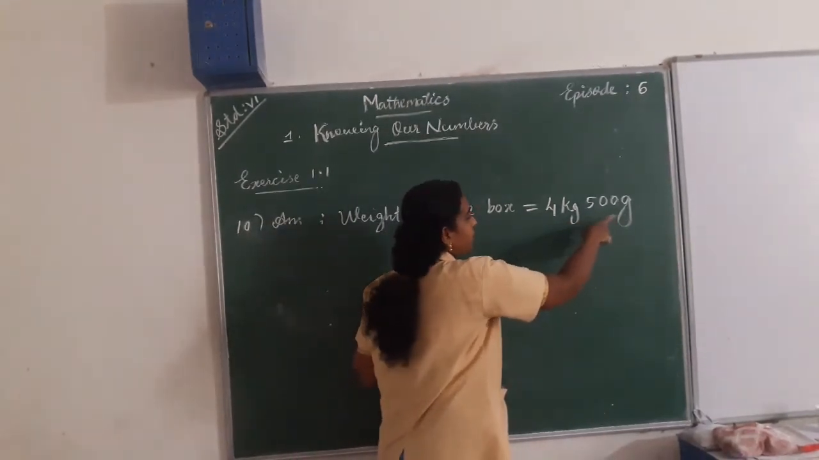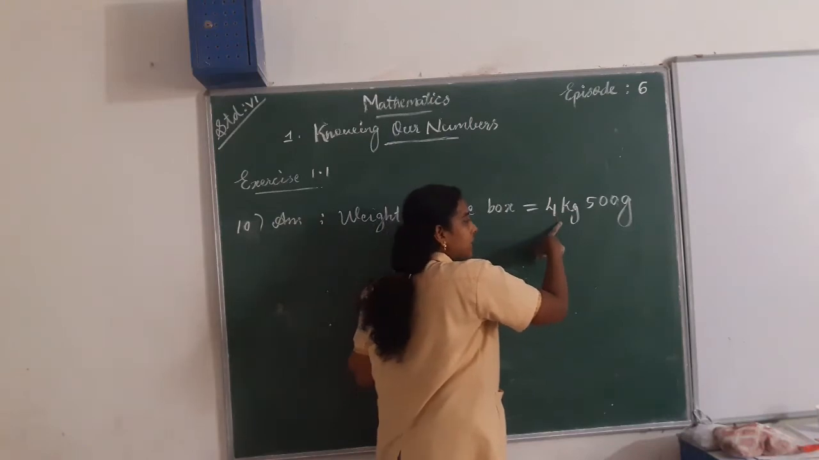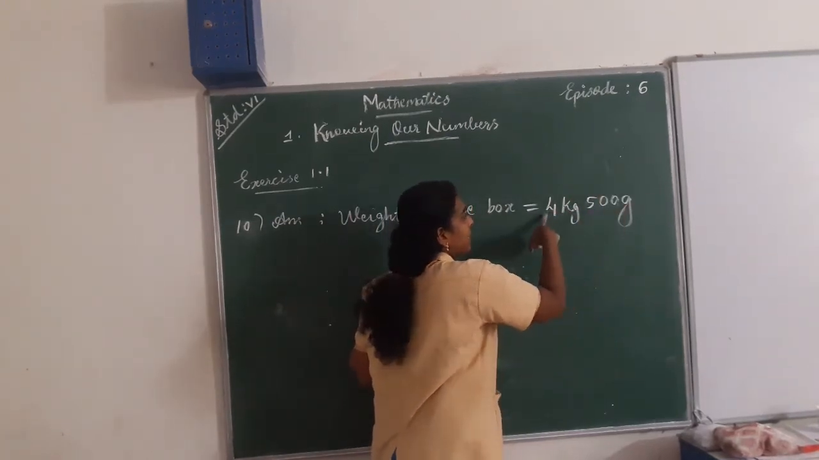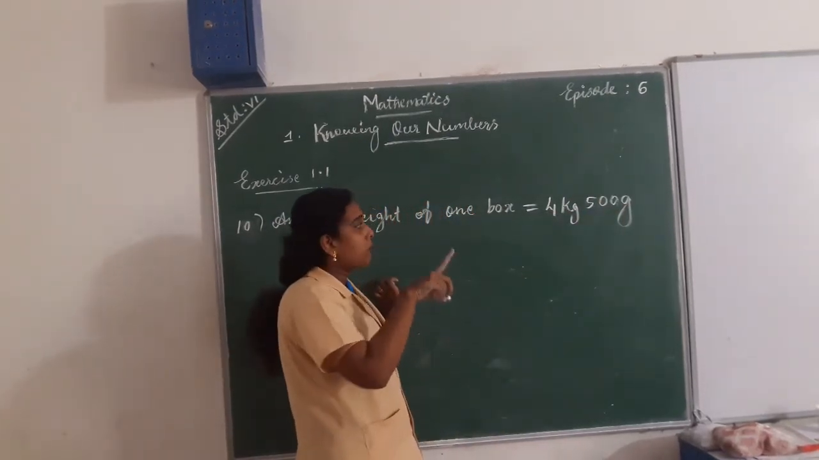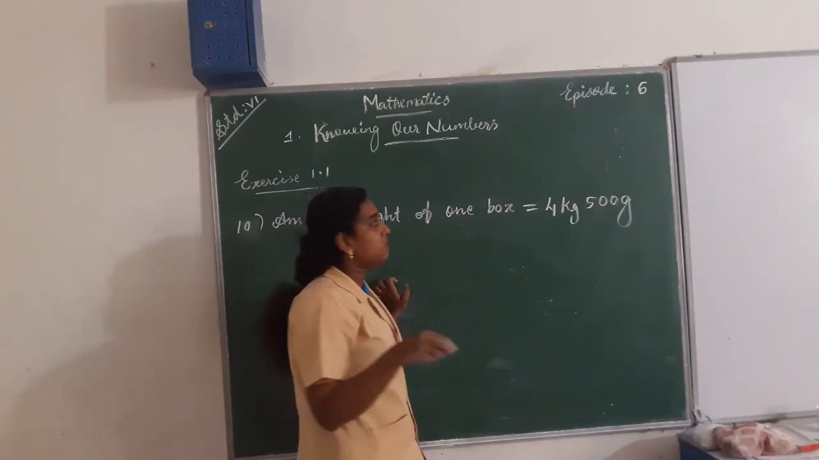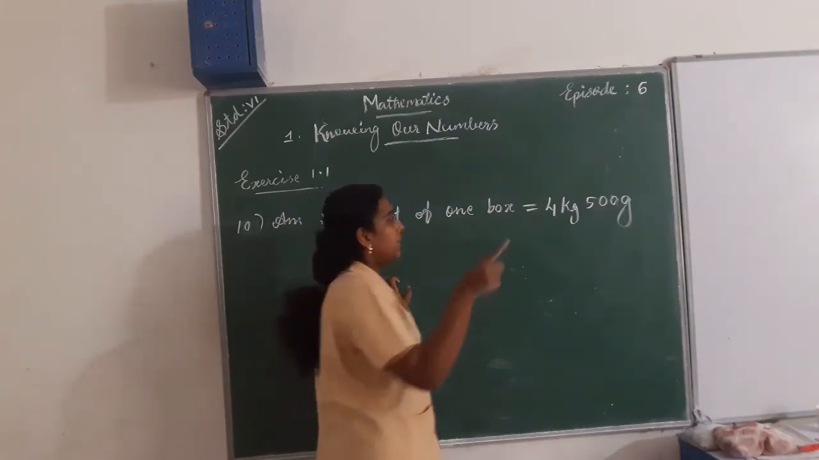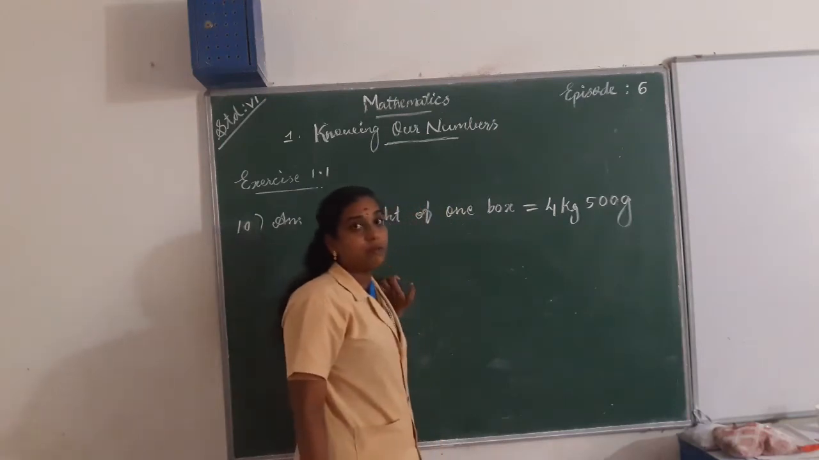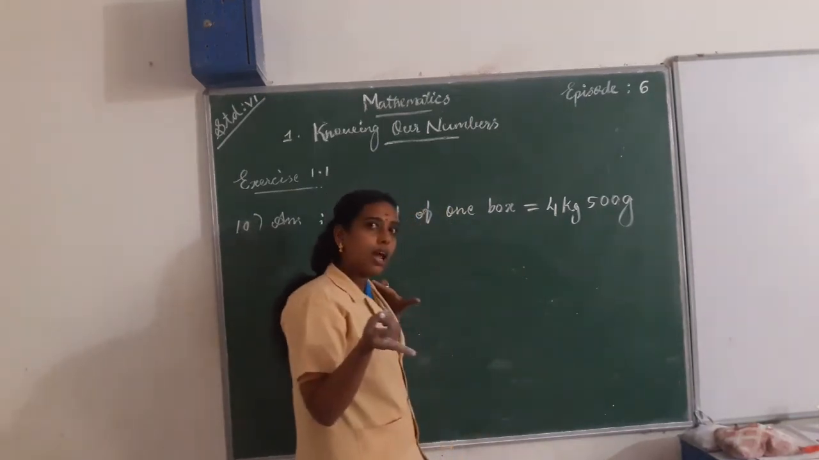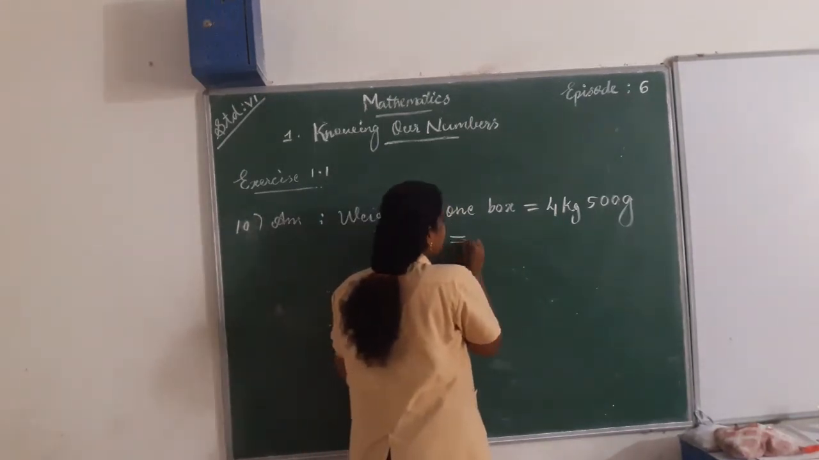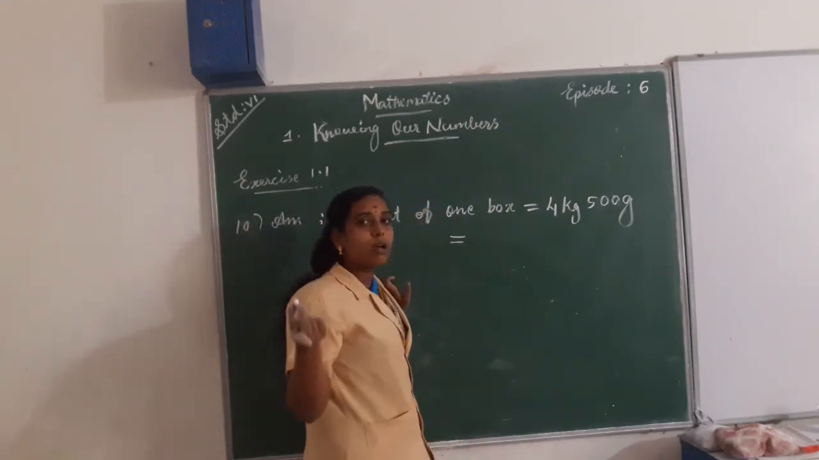Here is kilogram and gram, so we convert kilogram into gram. That is, 4 kilogram can be converted into gram. That is 4 into 1000. Then we add 500, which means 500 is also in gram. So we convert 4 kilogram into gram.